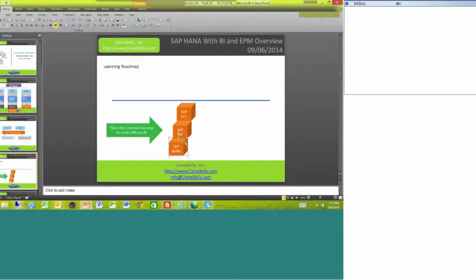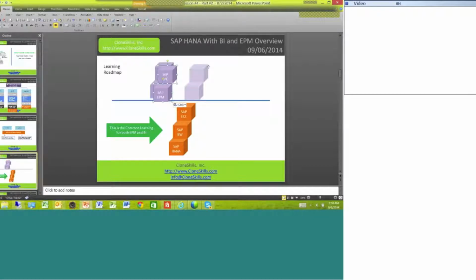So HANA to BW, BW to ECC. Once we complete this, each track will have its own stuff to do. This is going to be SAP EPM. They are going to focus primarily on BPC. This is the EPM track, where we're going to focus strictly on SAP BPC.